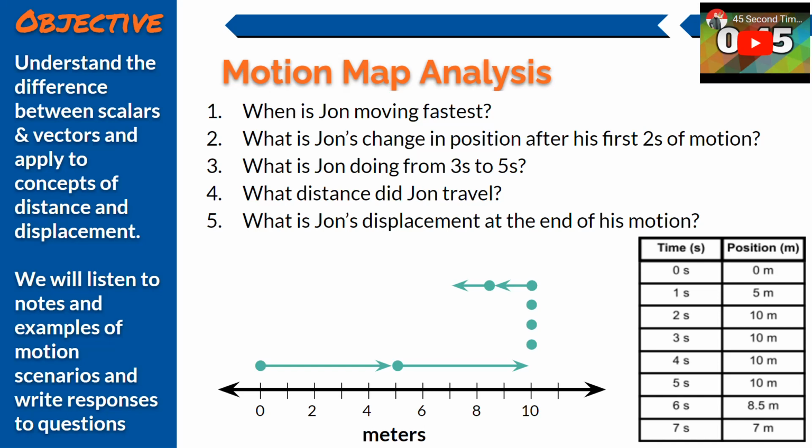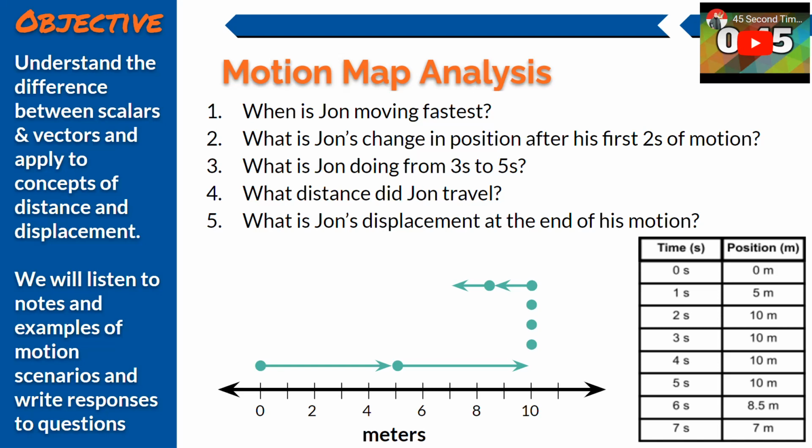There's no left or right, it's just forward or backward or stopped. Okay, so we can have some questions here that we're going to analyze this motion map. The first question says, when is John moving fastest? I want you guys to talk about these as a table because I'm going to run a timer again, give you a second to discuss, and then we're going to call on some people. But when is he moving fastest?